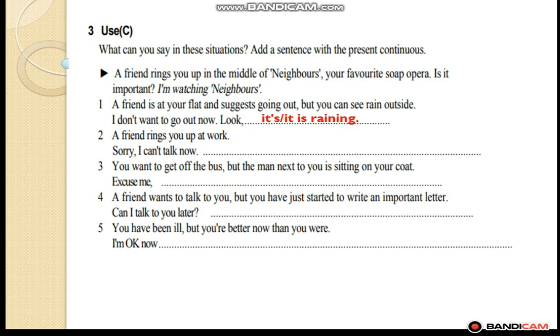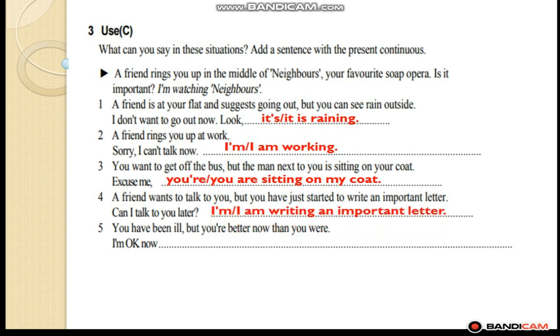A friend rings you up at work. Sorry, I can't talk now. I'm working. You want to get off the bus, but the man next to you is sitting on your coat. Excuse me, you're sitting on my coat. A friend wants to talk to you, but you have just started to write an important letter. Can I talk to you later? I am writing an important letter.